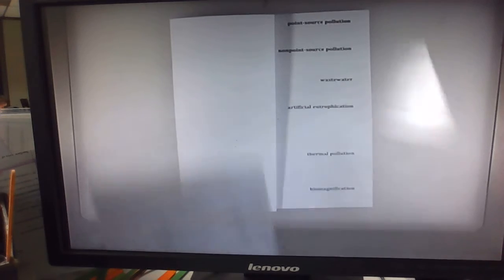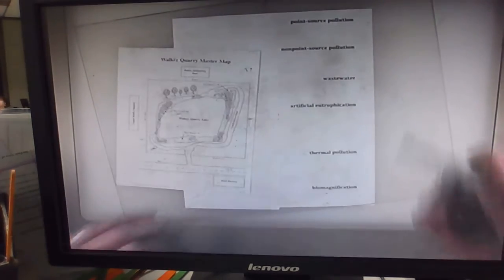Definition of point source pollution, please, Alex. All right, so single source, and on top of that, we know where that pollution is coming from, or we can track it back to that single source. A lot of times that's pretty hard to do. All right, grab a highlighter. Highlight point source pollution.